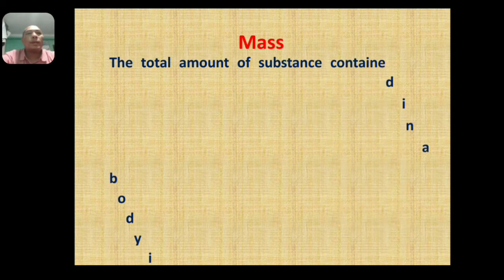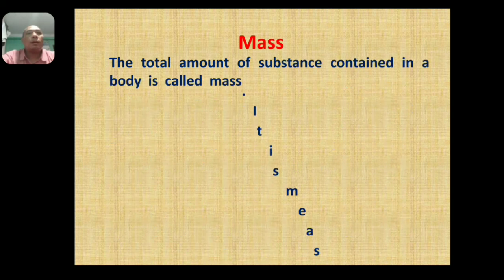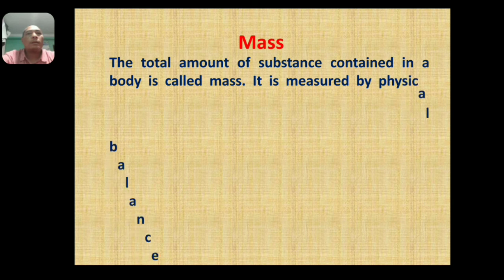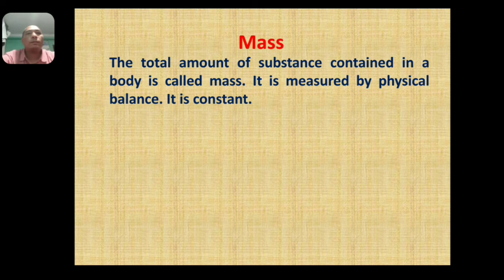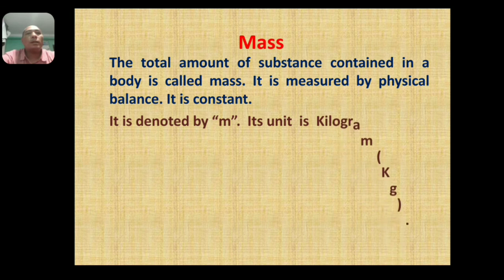Mass. The total amount of substance contained in a body is called mass. It is measured by physical balance. It is constant. It is denoted by small m. Its unit is kilogram, kg.